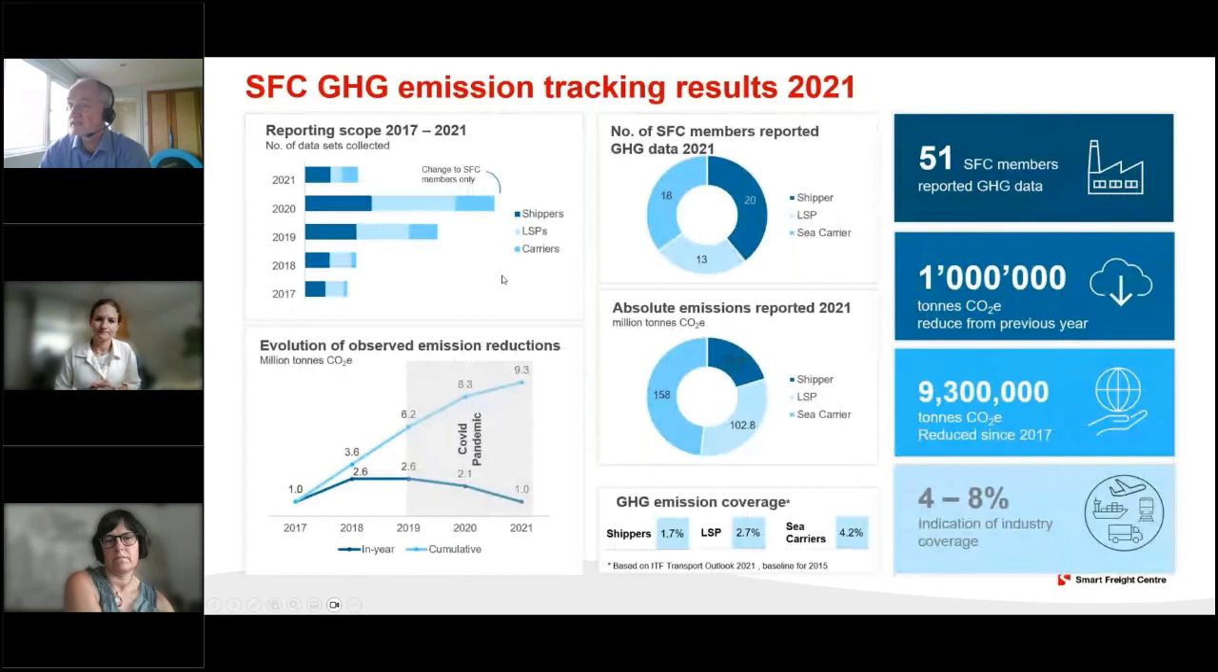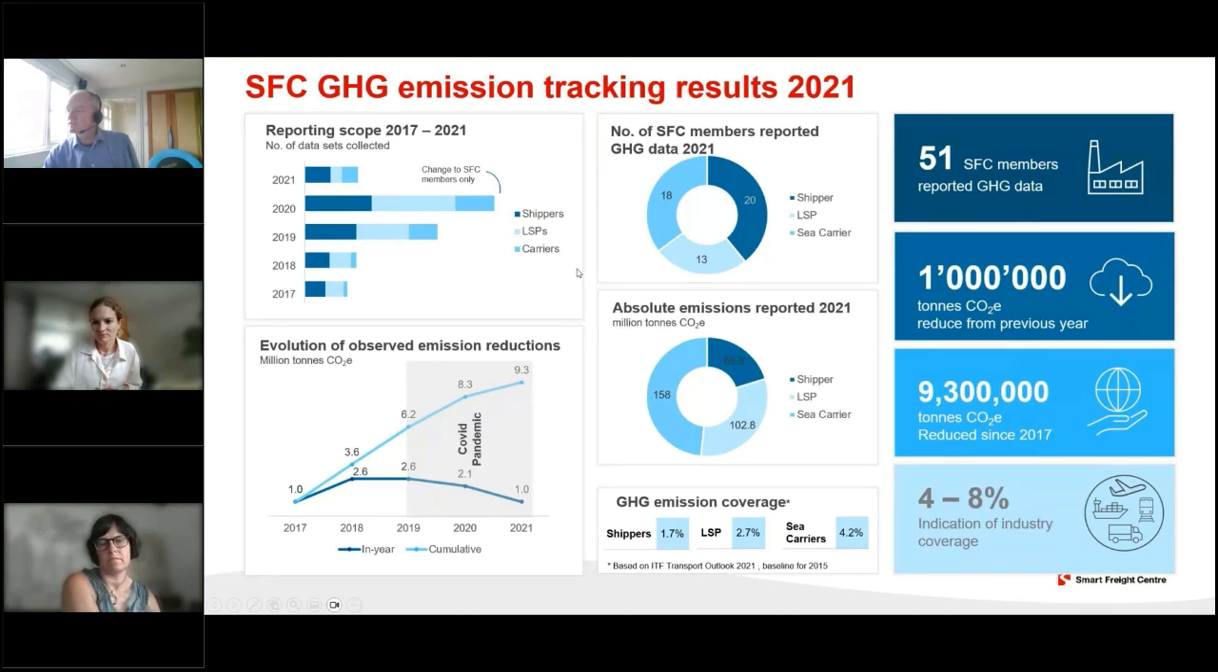And then finally, all this basically comes back to SFC's mission, which is around improving transparency and driving a transition in terms of greenhouse gas emissions within the freight transport sector. We already, with our members, are involved in emission tracking. We don't really need to look too much at the detail of that. It's something that we're continually looking to improve.